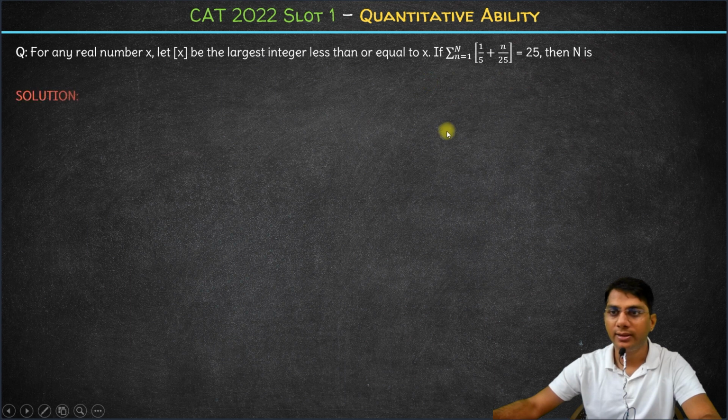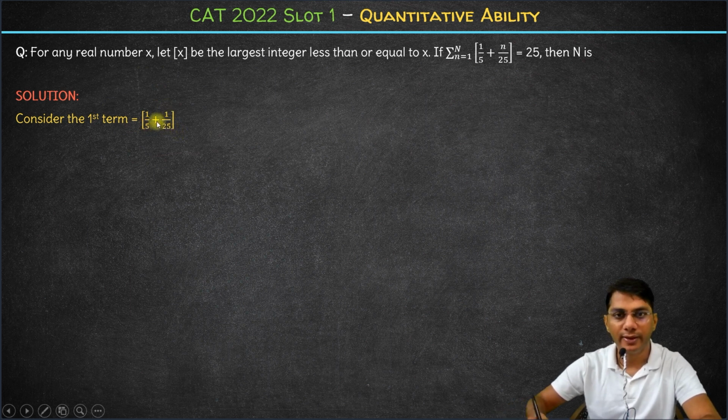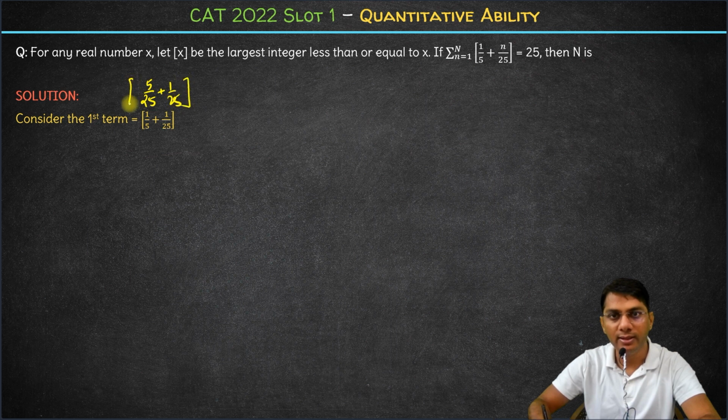So let's start with taking n equals 1 first. If n is 1, the first term will be [1/5 + 1/25]. Now let's simplify this and see what the value of this term is. Taking the LCM of 5 and 25, we get 25. So this will become [5/25 + 1/25], so this comes out to be 6 by 25.